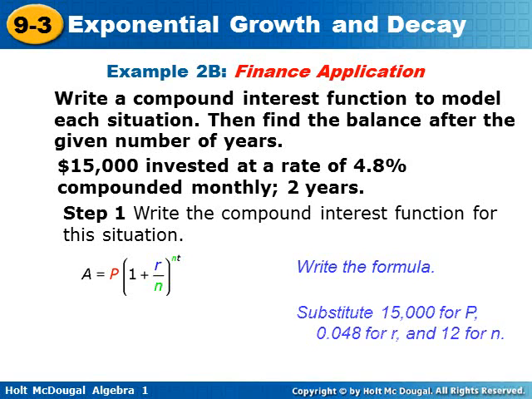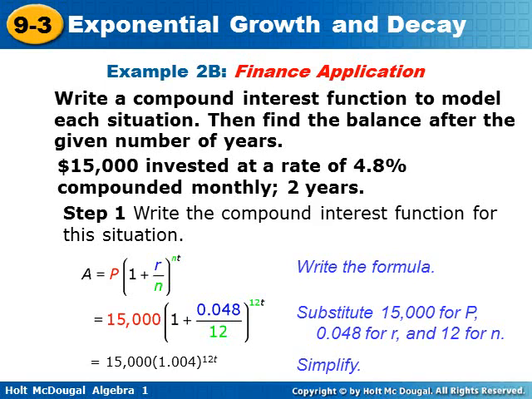So we're going to substitute $15,000 for the principal. That's the money we invested originally. 0.048 for the r, the rate. That's the rate of interest. And then 12 for n because it's compounded monthly, which means 12 times per year. So we get 15,000 times (1 plus 0.048 for the rate divided by 12 for how many times it's compounded), and then we're also raised to the power of 12 times t.